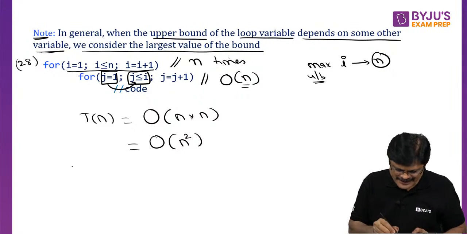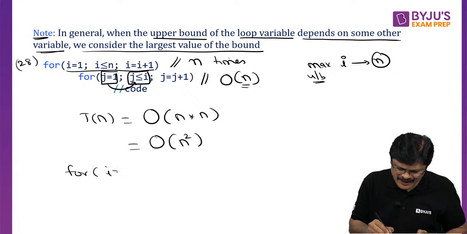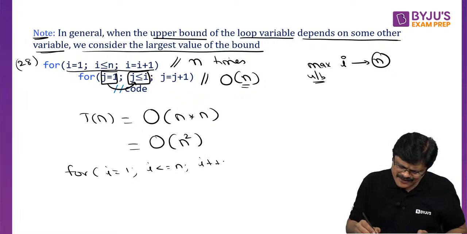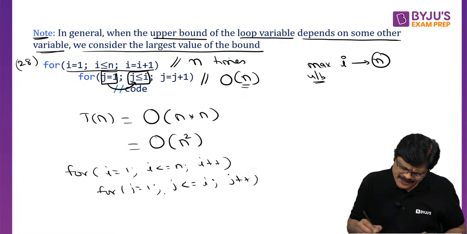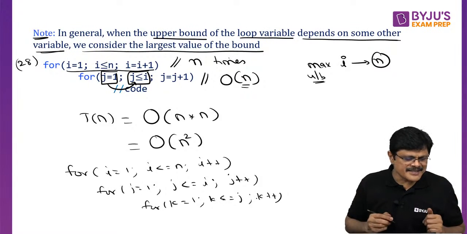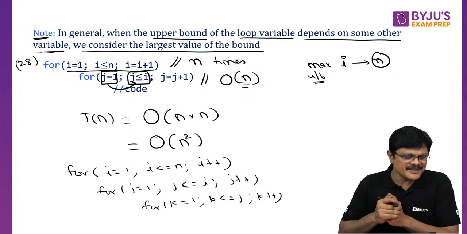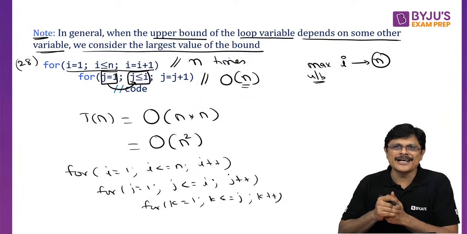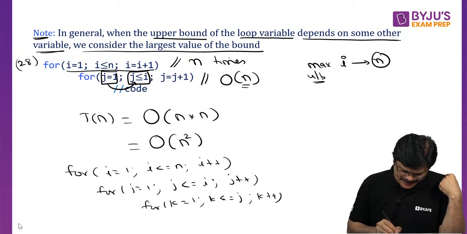See, for example, if I have a problem like for i equal to 1, i less than or equal to n, i plus plus, and for j equal to 1, j less than or equal to i, j plus plus, for k equal to 1, k less than or equal to j, k plus plus. What is the answer for this? Please tell me the answer for this.